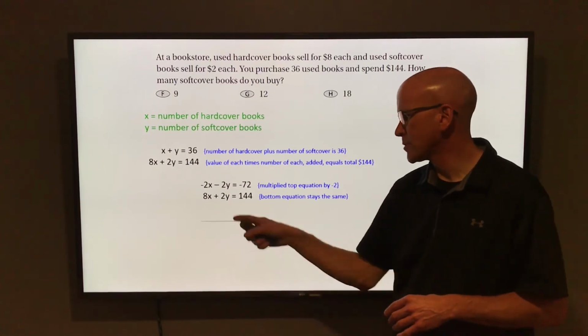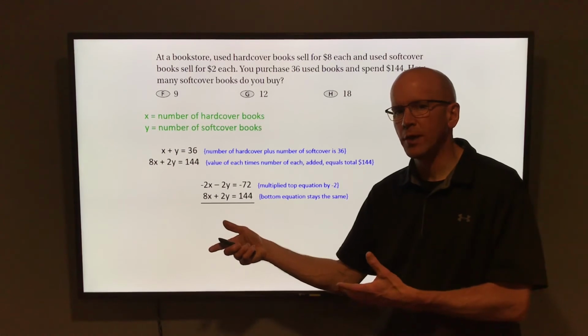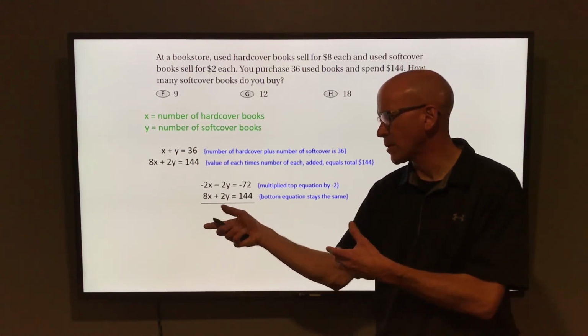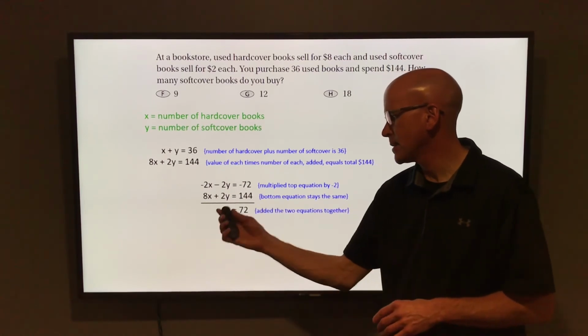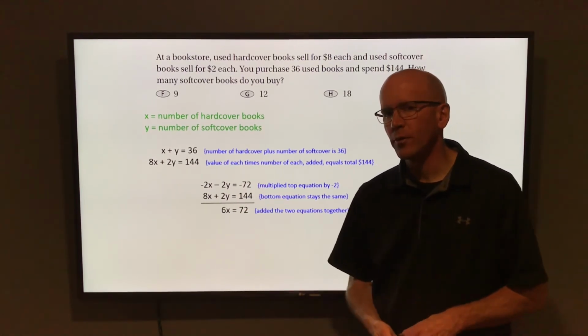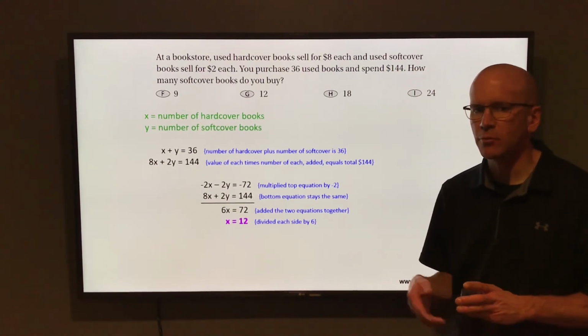I'm going to add those two equations together and the y's will cancel. Then I'll have one equation with one variable. I can solve that equation for x. So -2x plus 8x, that is 6x. -72 plus 144, that is 72. 6x equals 72, that means x equals 12.